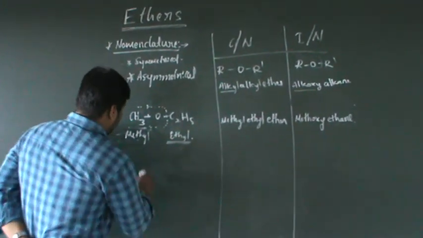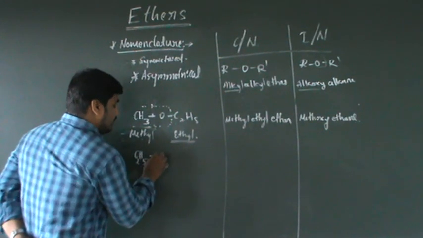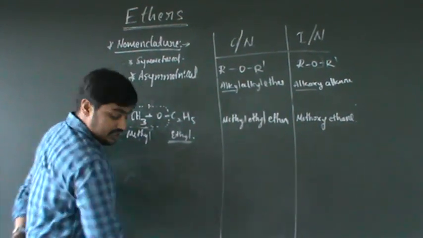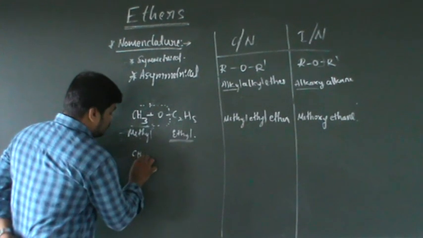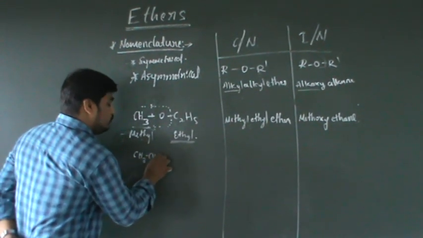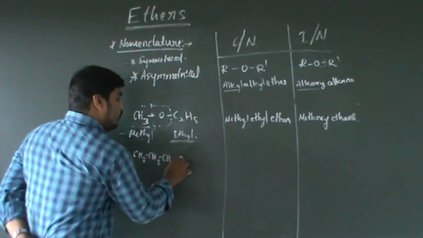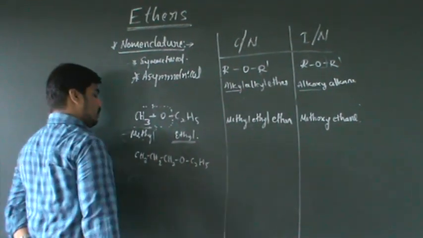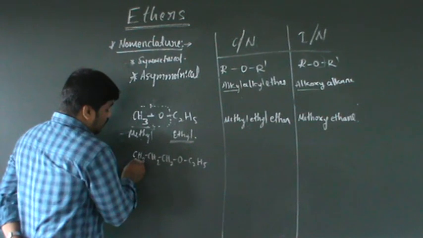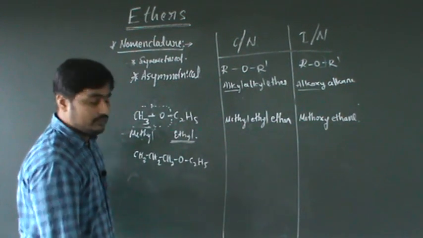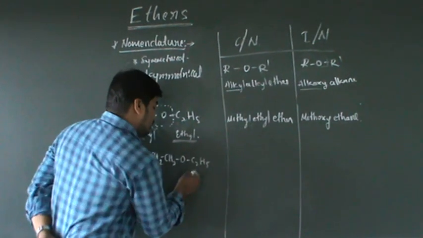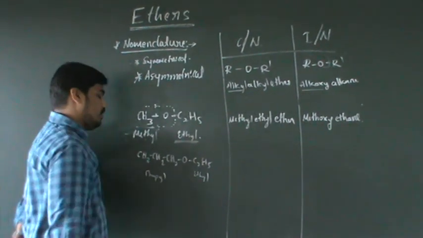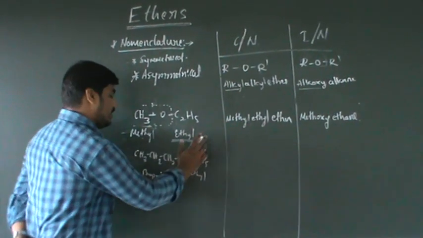Consider another one. It is better to put the bigger part on the left side: CH3, CH2, CH2, OC2H5. What is the name of this compound? Here we observe three carbons on one side and two carbons on the other side. So this one is the ethyl part, and this one is the propyl part. One part contains three carbons, another contains two.